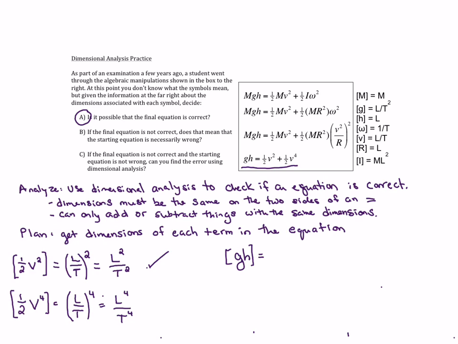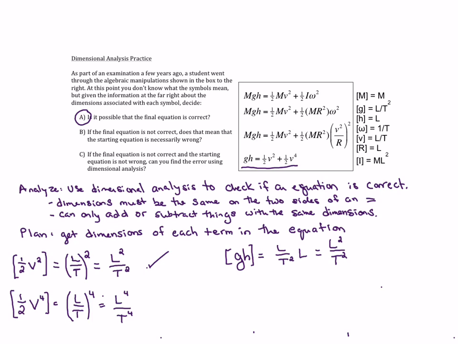And to do that, we would look and see over here that G, its dimensions are length over time squared, so something like meters per second squared. So that would be length over time squared. And the dimensions of H are a length. So if we multiply this out with a little algebra, then we get L squared over T squared.